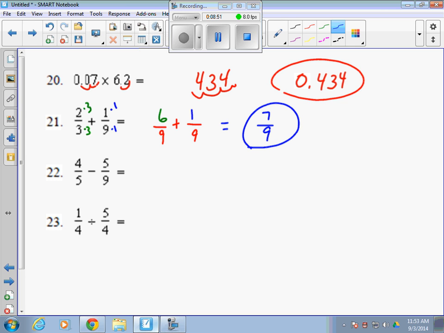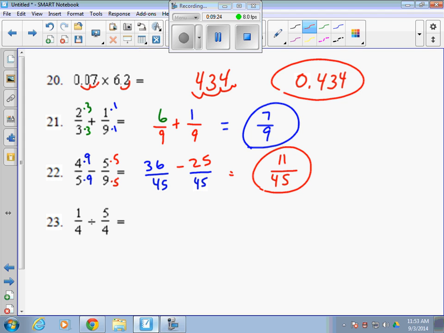You have to do likewise with number 22. You have to have common denominators. What's the smallest number that they both go into? They both go into the number 45. It's going to be a little bit bigger than the last problem. What do you multiply 5 by? You got to multiply by 9. So you have to multiply 4 by 9 and get 36. What do you multiply 9 by? It's by 5. You have to multiply 5 by that to get 25. Now we have a common denominator, 45. So leave that common denominator, 45, and subtract 36 minus 25 and get 11. There is no number that goes into both 11 and 45.